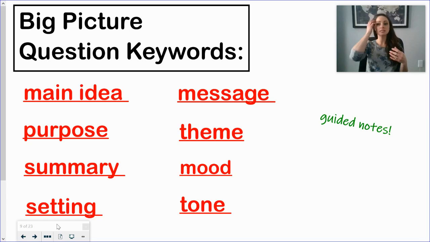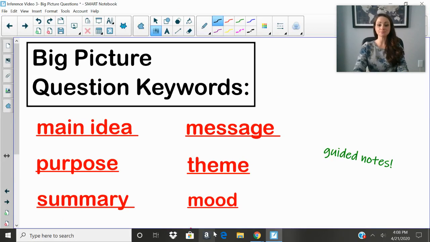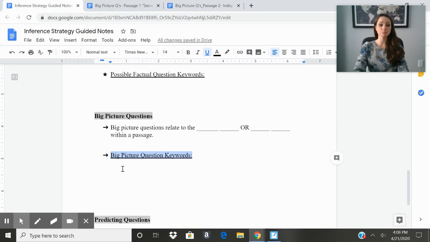So yes, the details do contribute to the main idea. Details do contribute to the theme, but when you think about these terms, they require you to think big. Almost as a reader, you're looking down and looking at the passage as a whole. You're not focusing on just little small details. You've got to think big when you think about the tone. You've got to think big when you're thinking about a summary. So please make sure you have all of these in your guided notes. These go in that open section that says big picture question keywords. Please make sure you have all 8 of these listed right here.